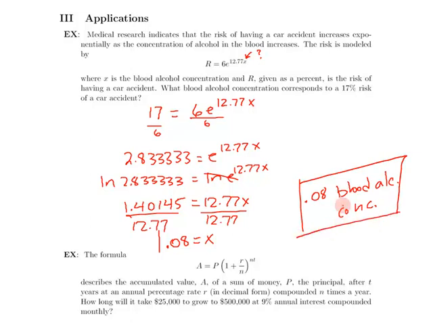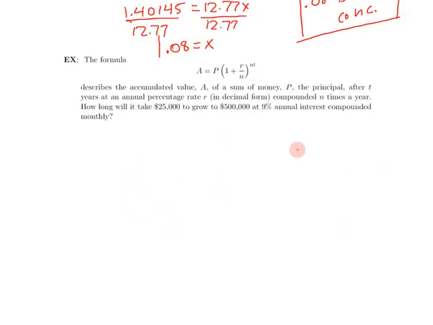Let's do another one. This problem goes back to our compound interest formula. The formula A equals P times 1 plus r over n to the nt describes accumulated value A of a sum of money, the P, the principal, after t years at an annual percentage rate r in decimal form, not percent form, but decimal form, compounded n times a year. So how long will it take $25,000 to grow to $500,000 at 9% annual interest compounded monthly?